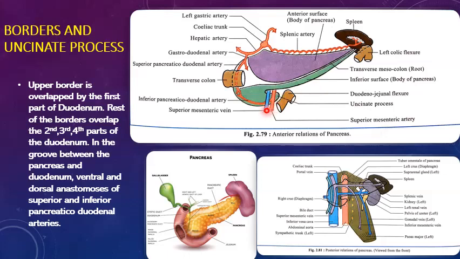And what are the relations? Now can you tell me what the relations are? In front there are the superior mesenteric vessels. The vein lies on the right side and the artery lies on the left side. So the anterior relations to the uncinate process are the superior mesenteric vessels. Then behind there will be the abdominal aorta, right? In this image we can see the abdominal aorta forms the posterior relation.